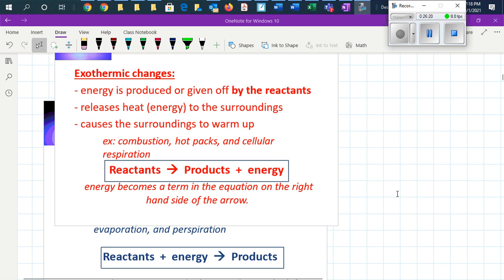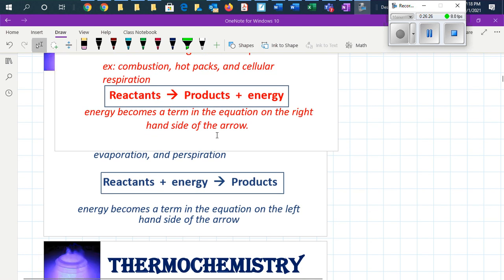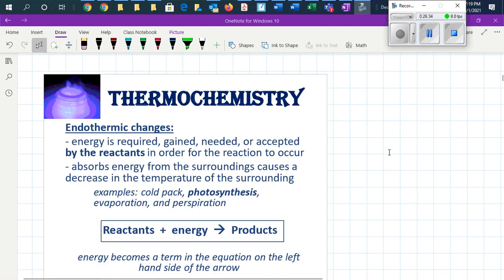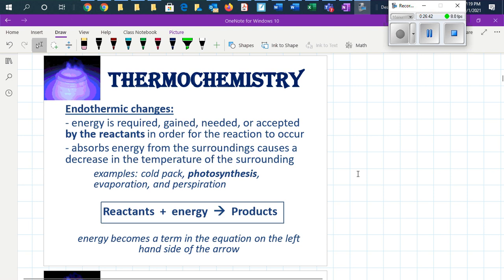While when we are dealing with an endothermic reaction, what is happening is that the energy is on the reactant part of it. So when we have an endothermic change in the system, and we always refer to the system or the chemical system, then the energy is required, is added to the reactant in order for the reaction to happen. And then it's absorbing this energy from the surroundings.